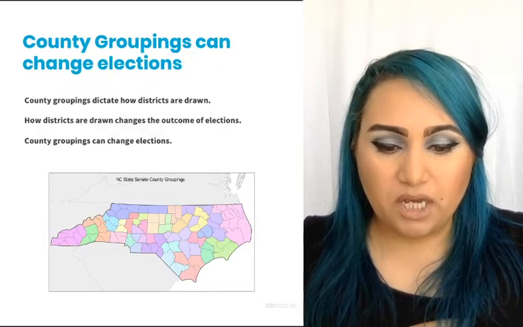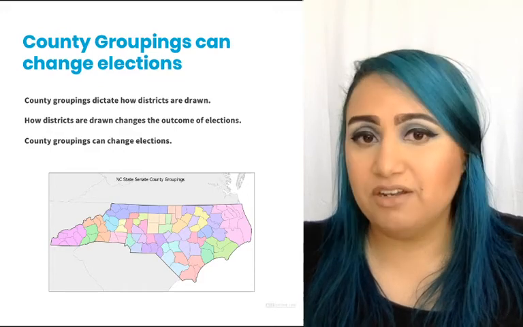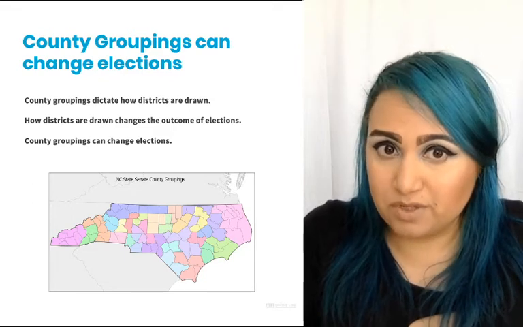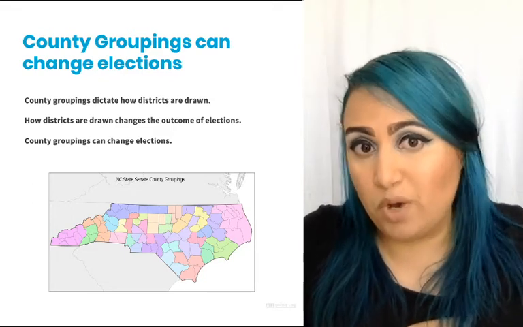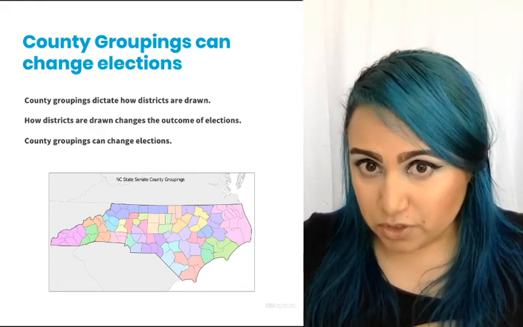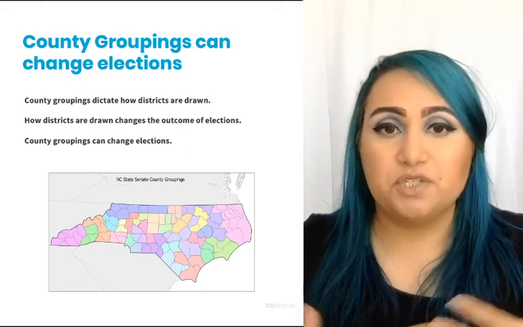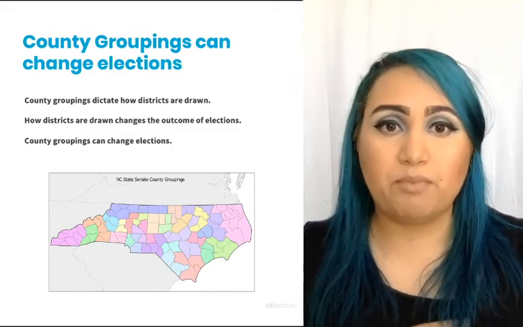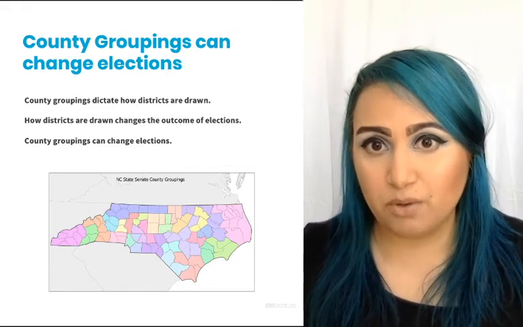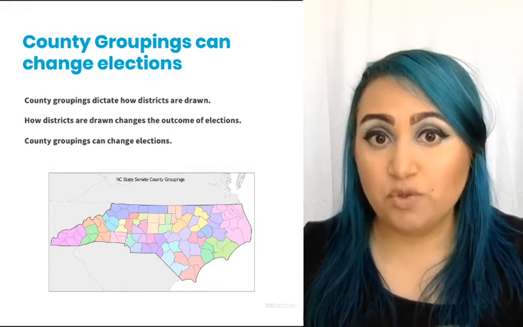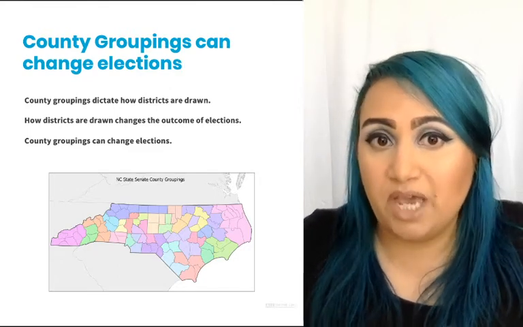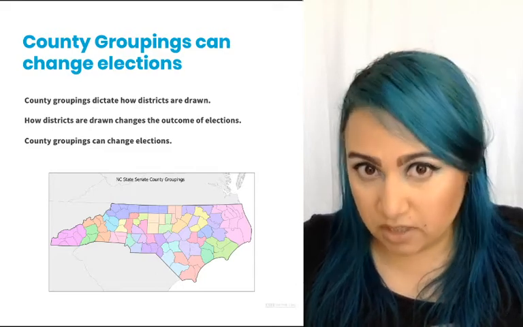And this is important because county groupings can change elections. So the county groupings, you have to draw the districts within them. So the county groupings decide a lot about what districts you can even draw in the first place. And how districts are drawn changes the outcome of elections. We know that. You learned that when we talked about what redistricting and gerrymandering are. Gerrymandering is how you use districts to change the outcomes of elections. And you do that by drawing the districts. County groupings restrict how you can draw the districts. So county groupings can change elections.